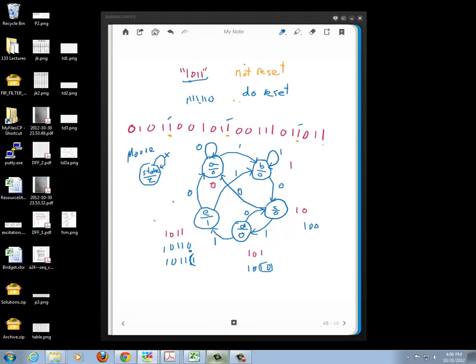Now let's do the no reset case. In the no reset case, we're in E. What if we get a 0? Well, if we do 1, 0, 1, 1 and we get a 0, that means we're already on our way. We can use the 1, 0 as part of our next sequence because that's what starts the next sequence. So where is the 1, 0 state? The 1, 0 state is state C.